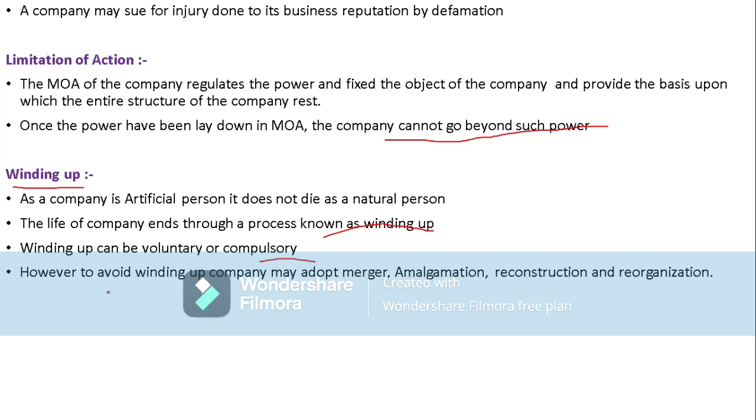Now, to avoid winding up, if the company regrets it and doesn't want to wind up, then it may adopt some measures like mergers, amalgamation, reconstruction, reorganization. All these are done in order not to wind up the company. In the compulsory case, if winding up is compulsory, at that time they will think of merger, amalgamation and all these aspects, or else voluntary. So this is about the winding up of a company. All these are the characteristic features of the Companies Act.